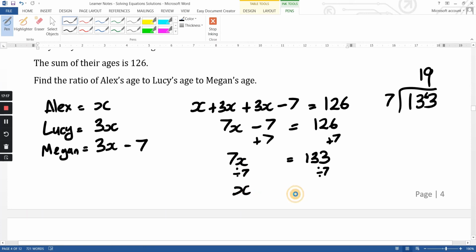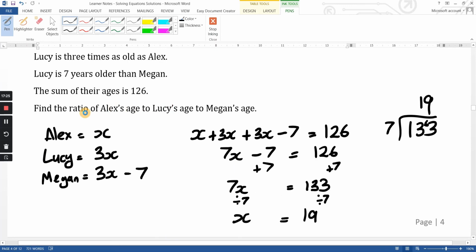So x equals 19. Oh, it's not my final answer, because it's asking you to write it as a ratio. So my answer, I have to do it in the order that they say. So Alex's age to Lucy's age to Megan's age. Oh, I'm gonna have to work these out. So that gives me, obviously that's 19. That gives me 3 times 19. What's that? Let's work out the side.